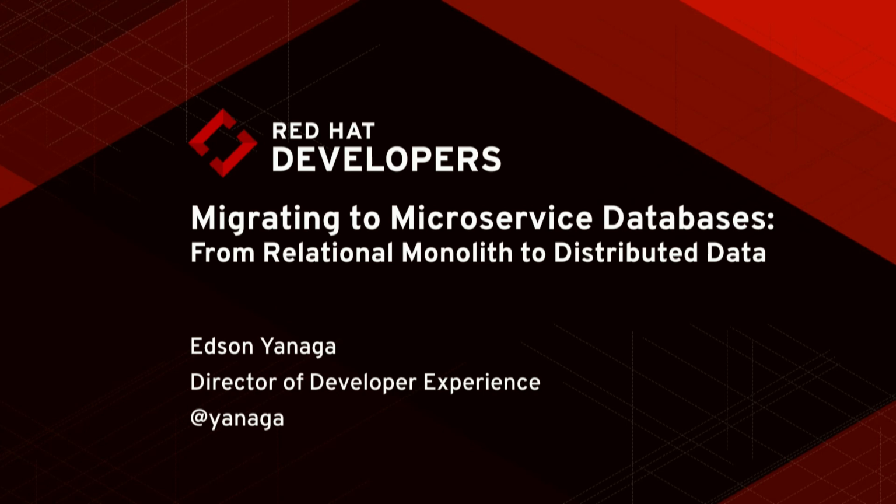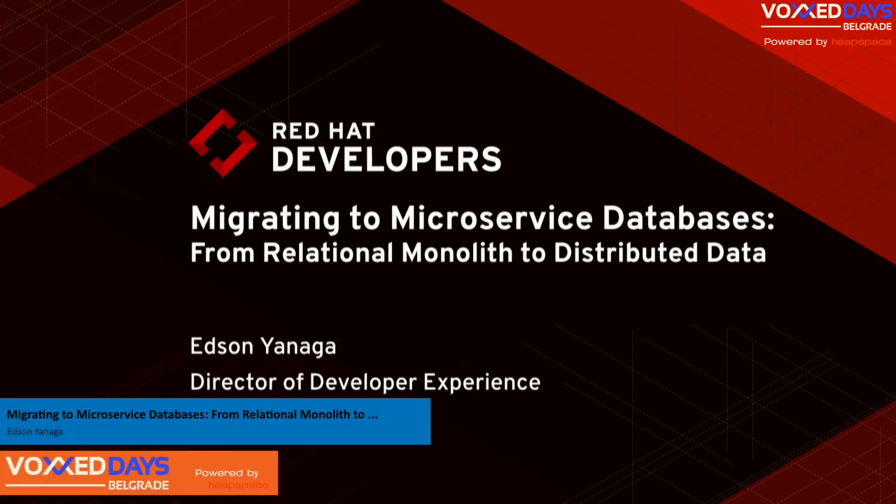Hello, everybody. Good morning. It's a great pleasure for me to be here for the first time in Belgrade. It has been very nice so far. And just in case you're wondering, I'm Brazilian. Not the typical Brazilian you would expect, but I'm a Brazilian Japanese. And my name is Edson Yanaga. I'm a director of developer experience at Red Hat. My Twitter handle is @Yanaga. Just in case you want to follow me, I talk a lot about DevOps, microservices, software craftsmanship, and Java stuff.